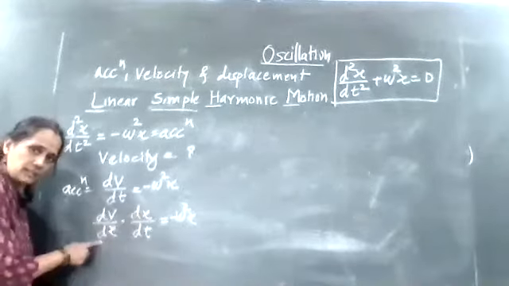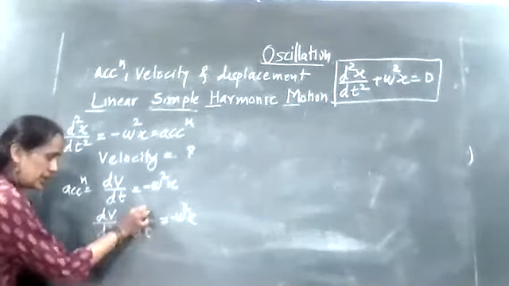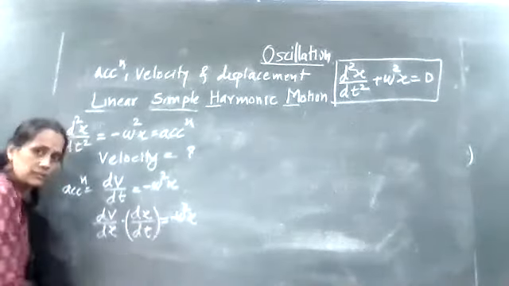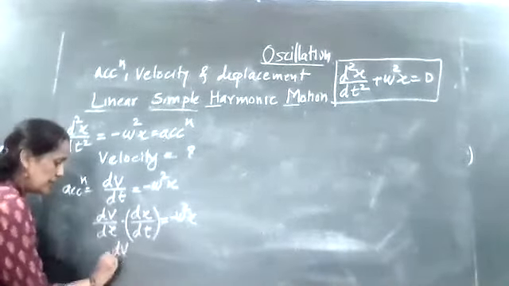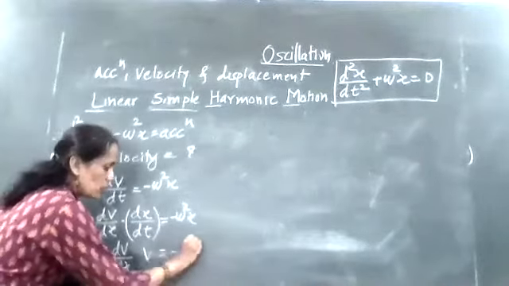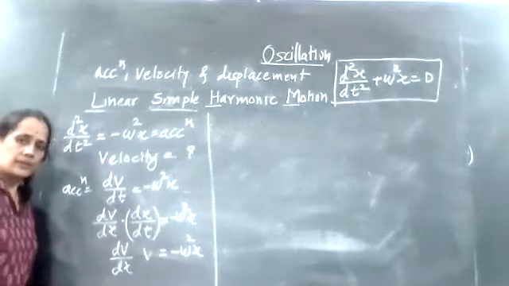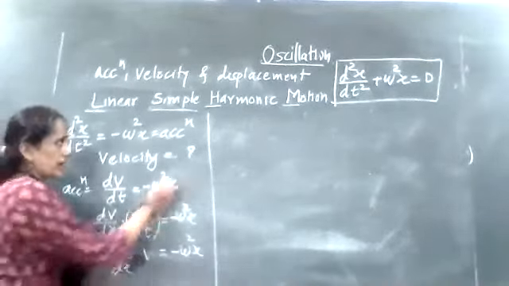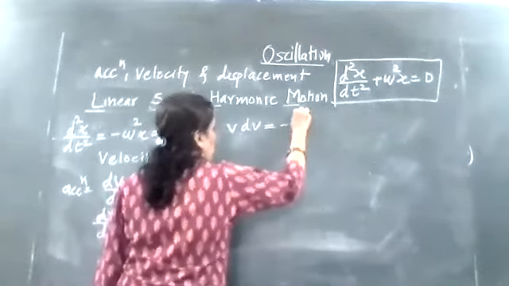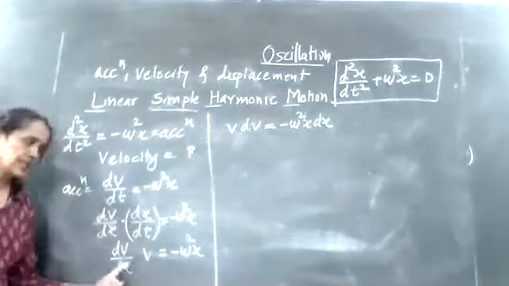The dx will get cancelled and you will get your original term, dv by dt. Now dx by dt is nothing but your velocity. So I write down here: dv by dx into v is equal to minus omega square x. Clear? Therefore, I can write v dv is equal to minus omega square x dx. I have shifted this dx term.